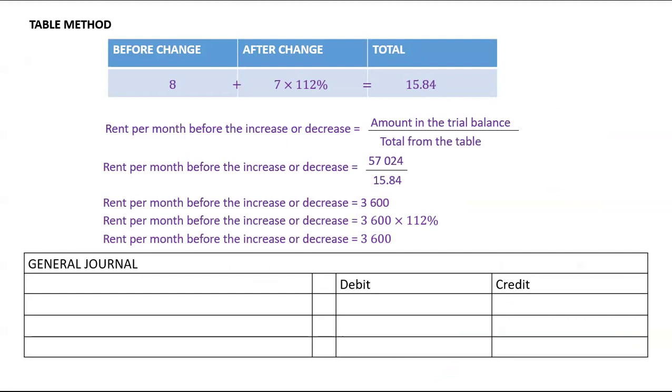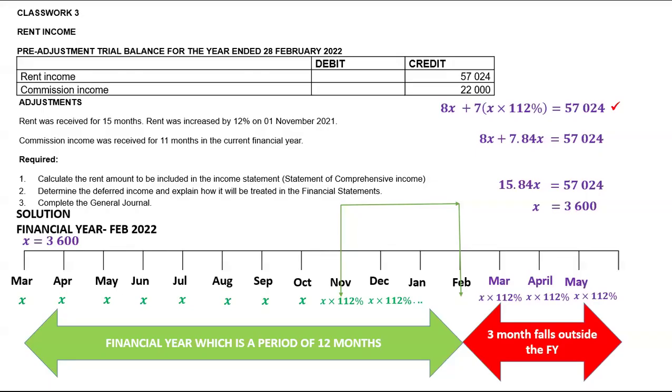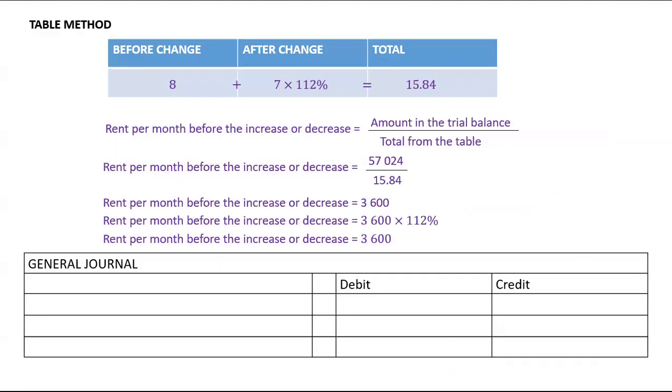Now, after the increase is supposed to be 4,032, wasn't it? Yes, 4,032, not 3,600. Then when you times it by 3, it'll give you that 12,096. So you will debit rent income and credit income received in advance or deferred income. Again, I'm not going to do the general ledger. I'll move straight to the financial statement.